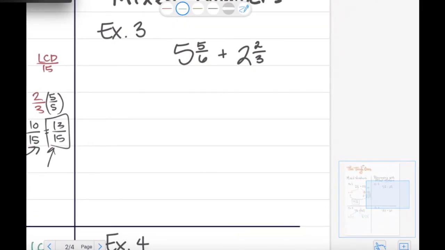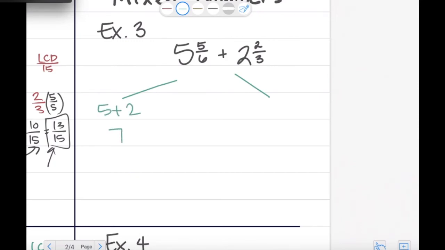So I'm going to go ahead and again do whole numbers together and fractions together. So we're going to do 5 plus 2, that gives us 7. And then we're going to do 5/6 plus 2/3. Our least common denominator is going to be 6, which is nice. We only have to multiply one of our fractions. So this is going to become 5 over 6 plus 4 over 6, and that gives us a 9 over 6.